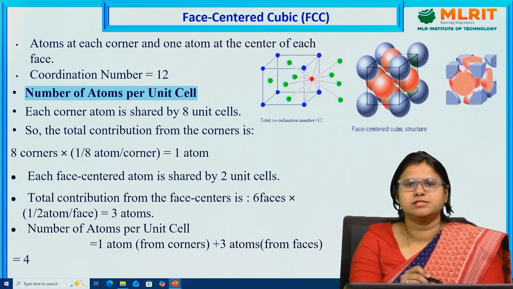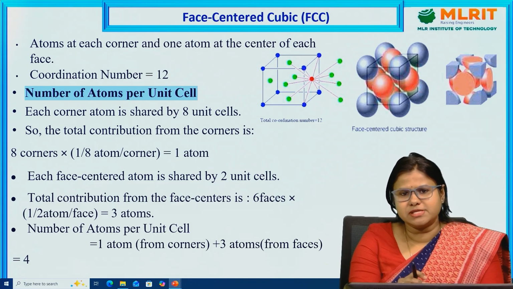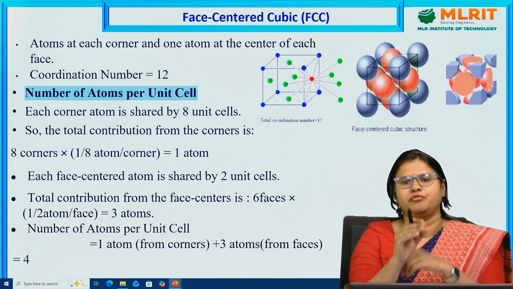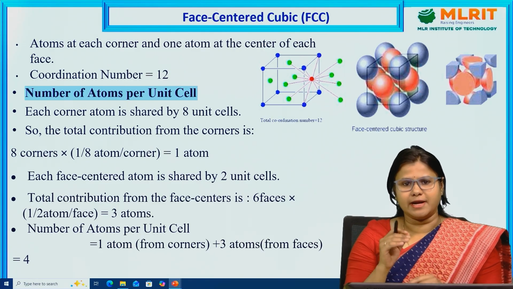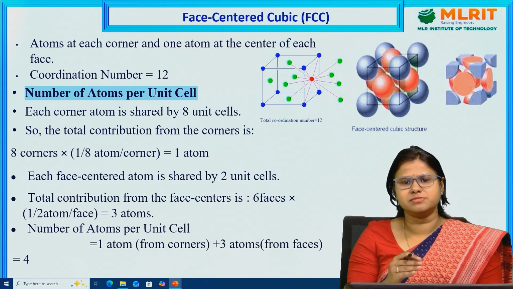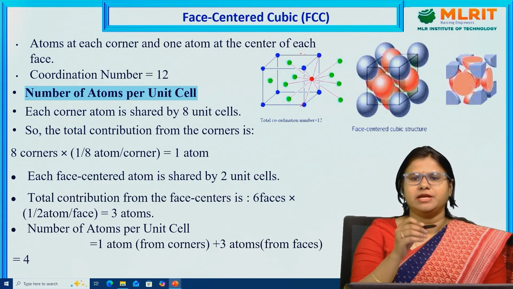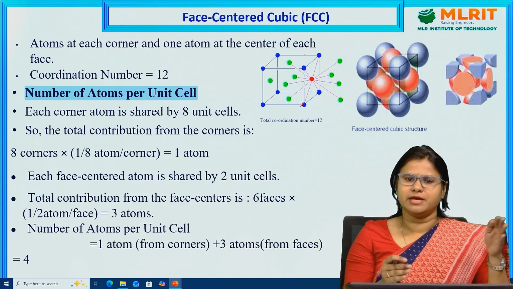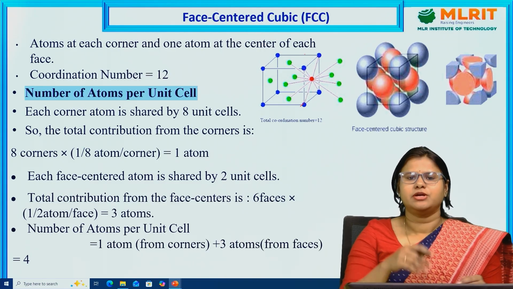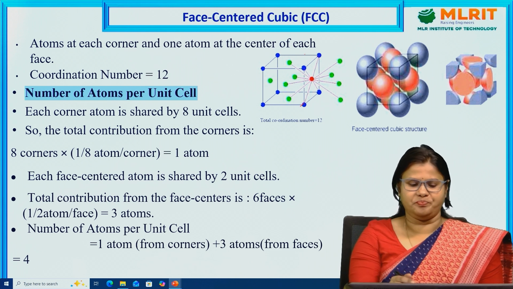Then let's consider the face-centered cubic crystal. In this face-centered cubic crystal system, we have atoms at the 8 corners of the cube. In addition to that, we have extra atoms at each face. So we have 8 corner atoms, and in addition we have extra atoms in each face. That means right face, left face, top, bottom, front and back of the cube.